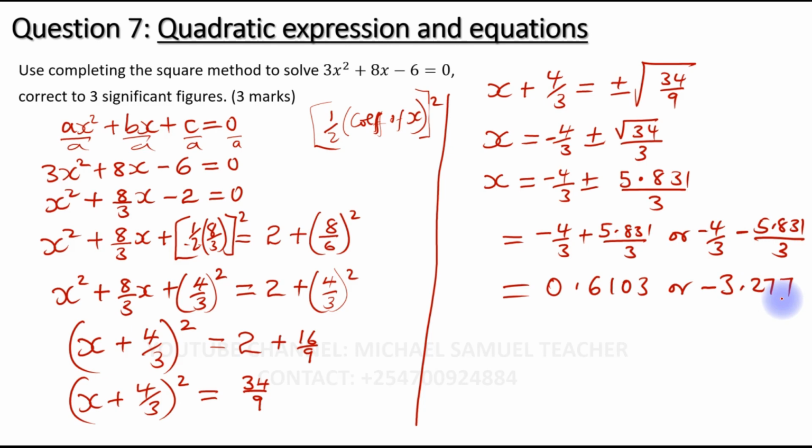But the question requires us, always at the end ask yourself, have you answered the question? So here we need to give the answer correct to 3 significant figures. So the value of x to 3 significant figures will be 0.610 or minus 3.28. And that is the answer.